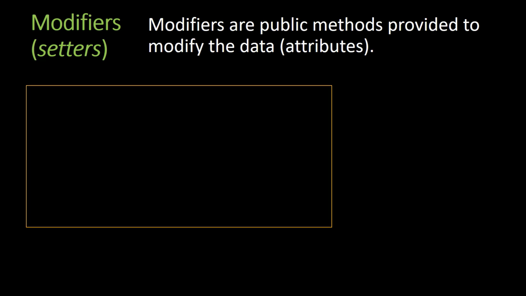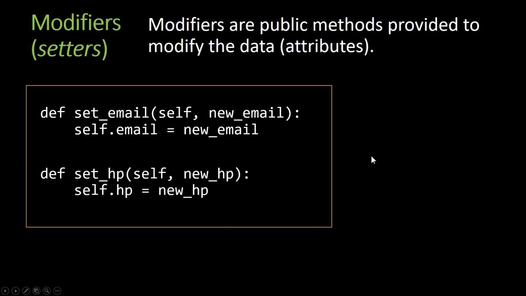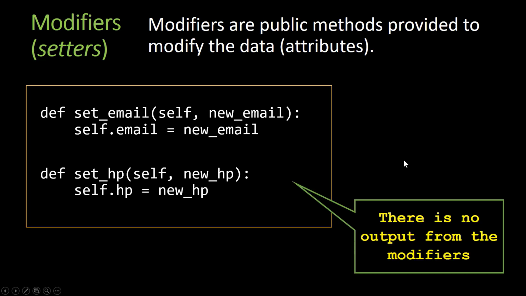Next, we have the modifiers, commonly known as setters. Modifiers are public methods provided to modify the data. The first modifier we have is set email. In order to change the email, you must provide an argument of the new email. Then next, you just set the existing email to the new email. So that's how you modify the email address. You can also have another modifier called set handphone, but you must provide a new handphone number to change the handphone number. Please note that there is no output from the modifiers.